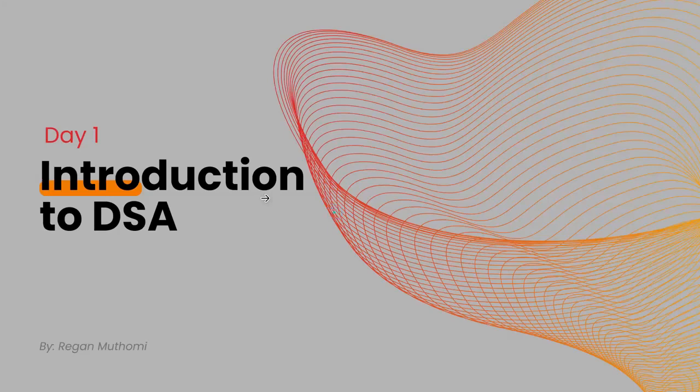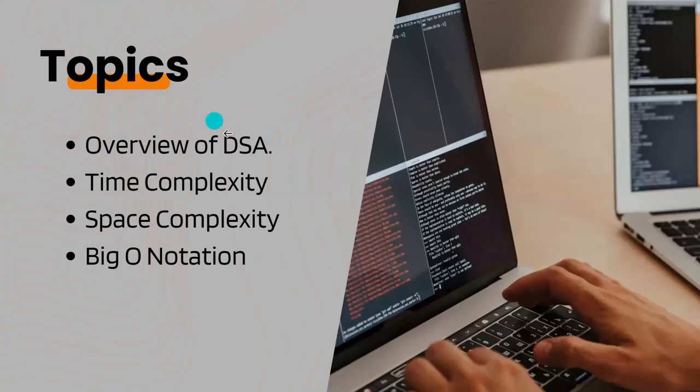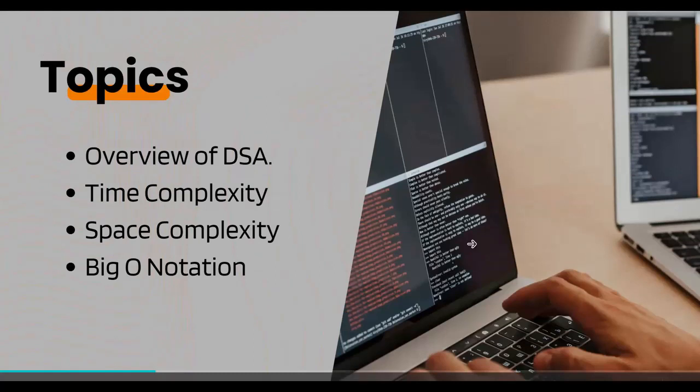In this session, we're going to look at an overview of data structures and algorithms. We're going to look at time complexity, space complexity, and finally the big O notation. If you have any question, feel free to raise your hand and ask, whichever works for you, or maybe you can drop the question in the chat.